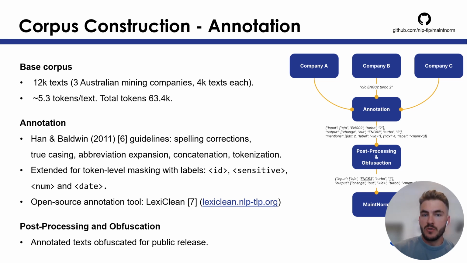So to overcome this gap, we constructed an annotated corpus. First, we collected 12,000 individual texts from 3 large mining organizations within Australia, each contributing 4,000 texts. We used a tool called Lexical, developed by our research group, to perform the annotation process according to the guidelines proposed by Hahn and Baldwin.